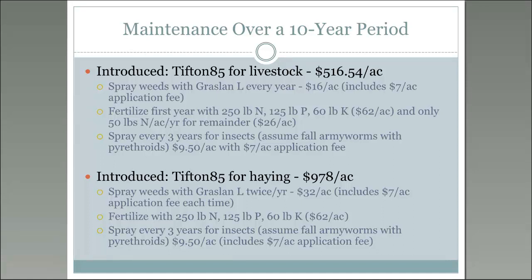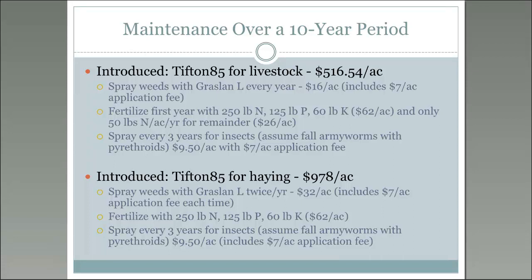That's going to cost $32 per acre. We'll be fertilizing with the higher amount because remember, when you hay, you're farming those nutrients out of the ground. So when you take that hay off, you're taking your nutrients, and so it's important that you're returning that back to your land. So we assume the higher rates of 250 nitrogen, 125 pounds of phosphorus, and 60 pounds of potassium for $62 per acre.